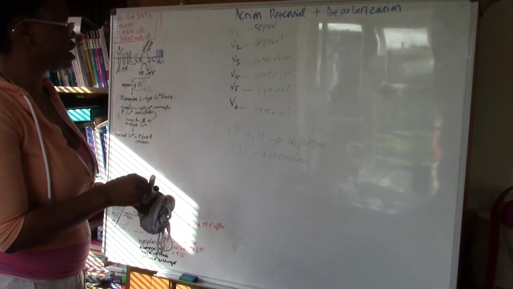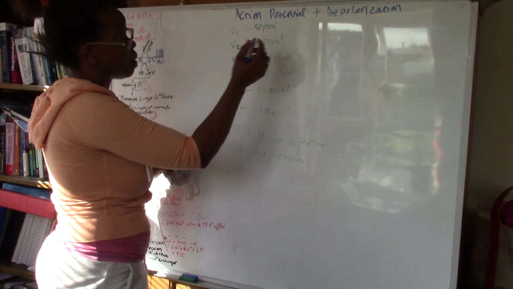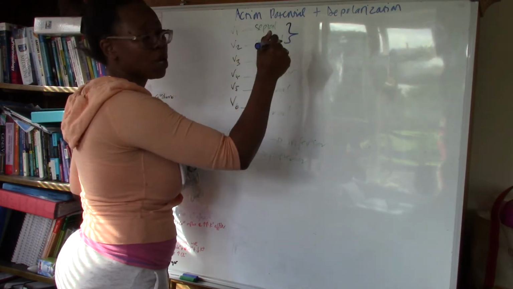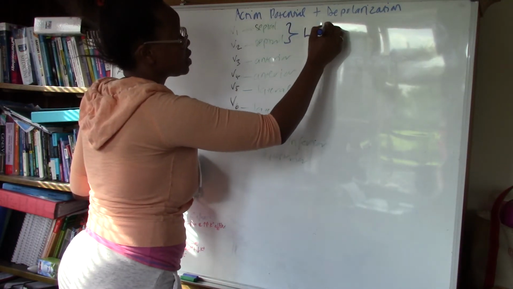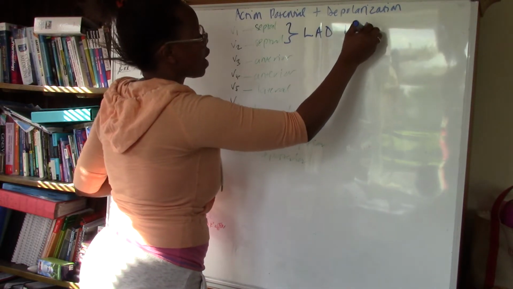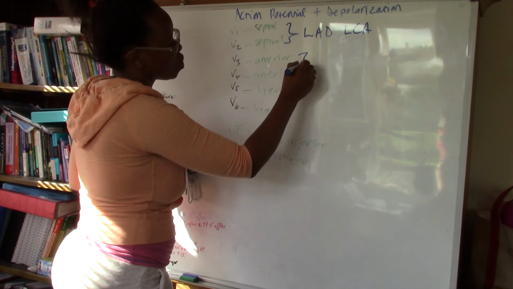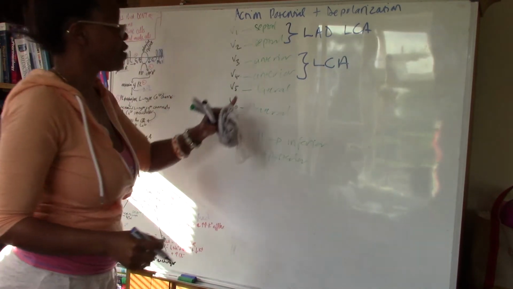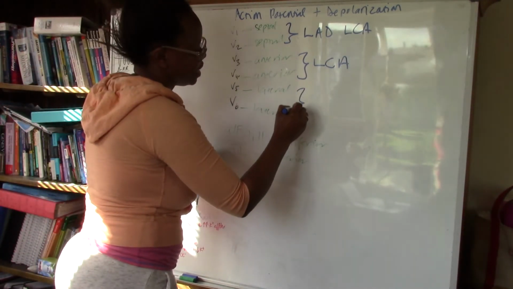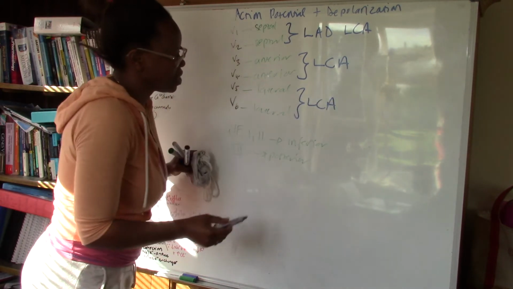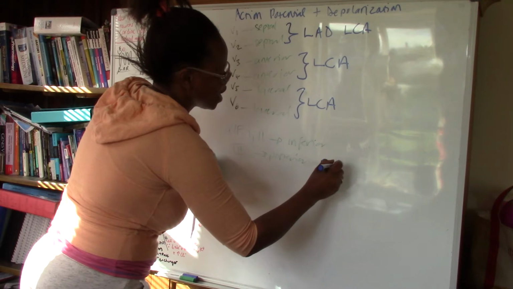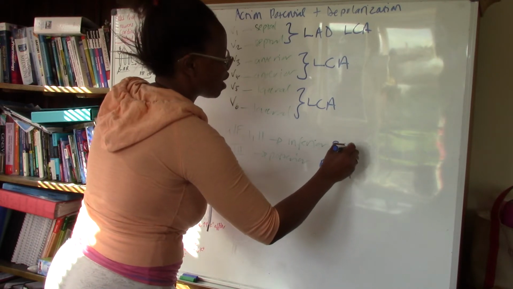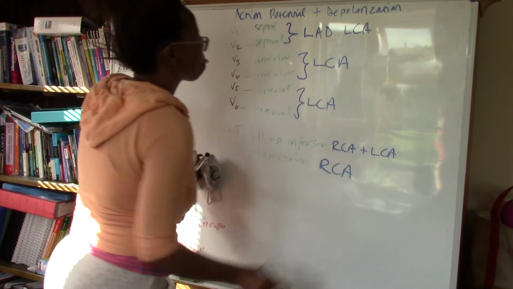And again, if we're just to quickly do the blood vessels, the septal leads will be supplied by the left anterior descending. So this is the left coronary artery. The anterior leads will be supplied again by the left coronary artery. The lateral leads, again, left coronary artery. The posterior leads, again, is the right coronary artery. And the inferior as well is both the right coronary artery and the left coronary artery.